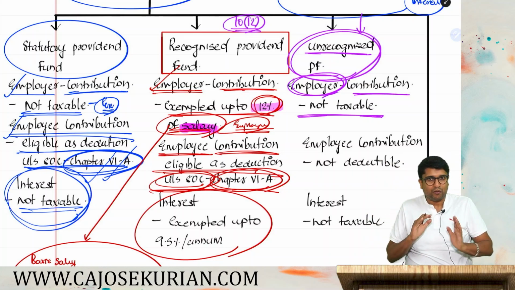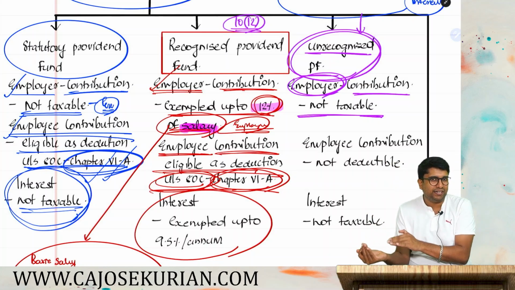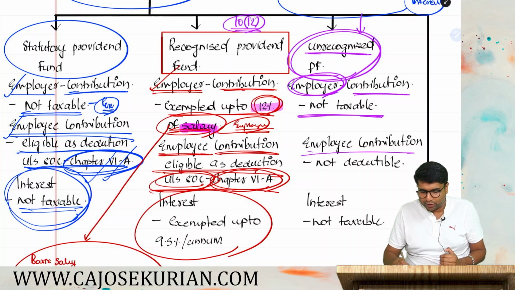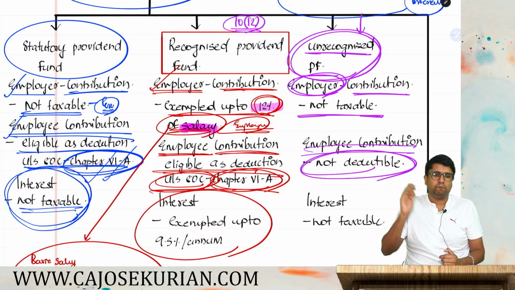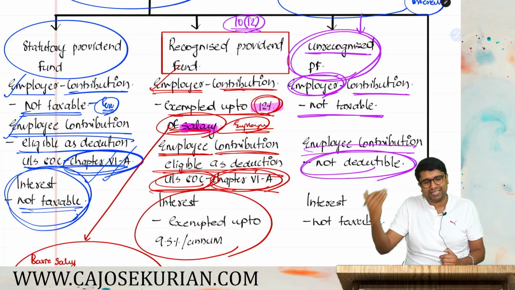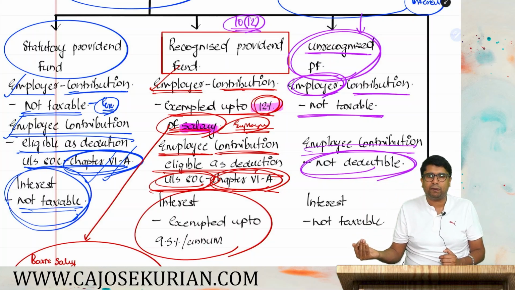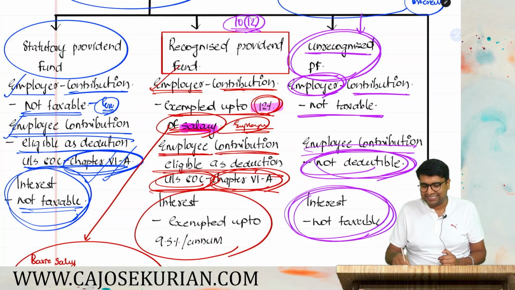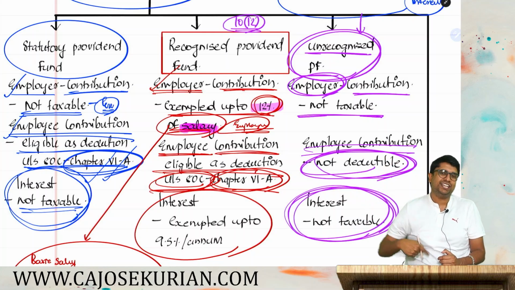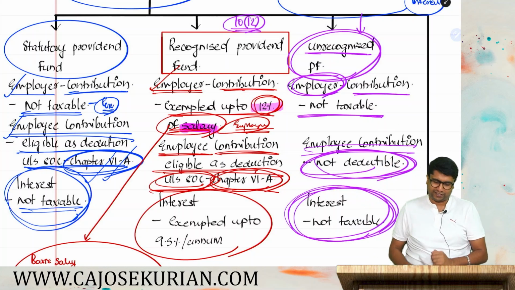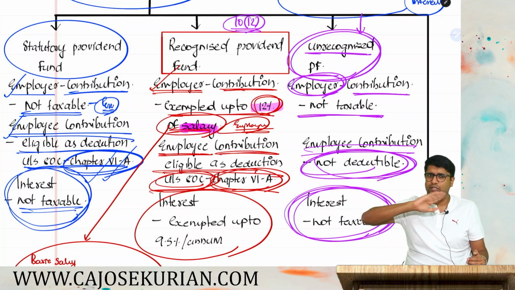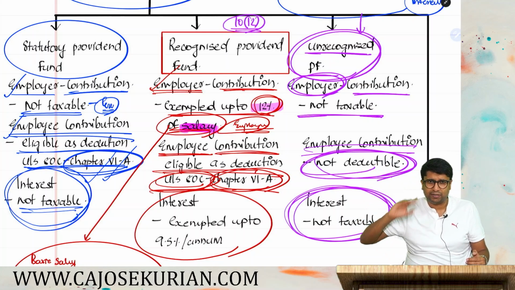Okay, so when you contribute, there is no taxability for the employer contribution to an unrecognized provident fund. How about employee contribution? Again, not deductible. When the employee contributes some amount from his salary to an unrecognized provident fund, the department will not recognize it as a PF contribution, and hence nothing shall be deductible. And interest again not taxable. Everything will come when you withdraw the amount from that unrecognized provident fund. So treatment is simple. Unrecognized provident fund: employer contribution not taxable, employee contribution not deductible, interest not taxable.